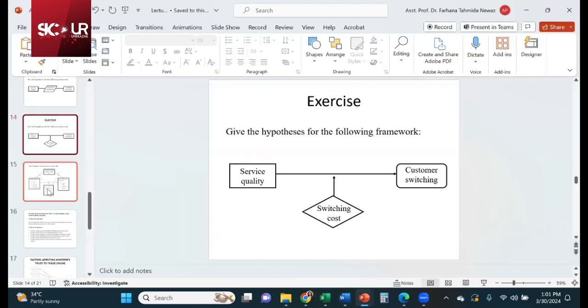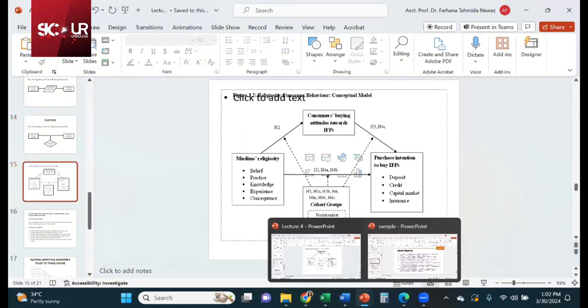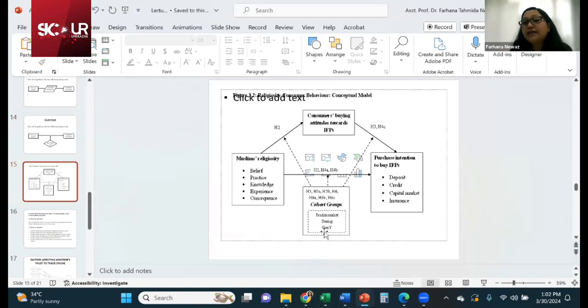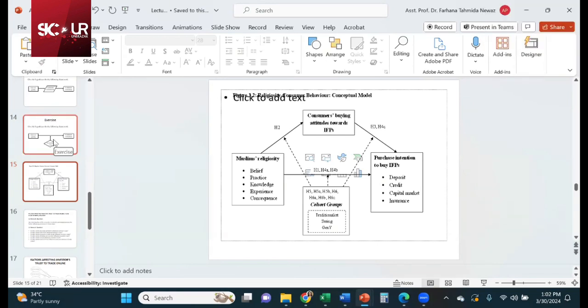Can moderation be positive and negative, or just one? A moderator's main role is either strengthening or weakening the relationship, not positive or negative.